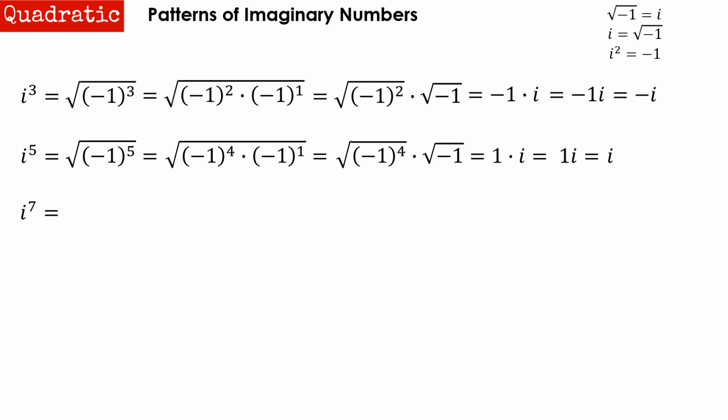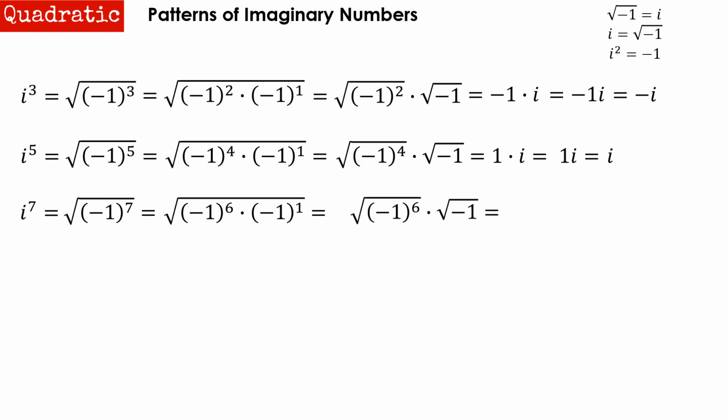Let's look at i to the 7th. I did it sneaky again. Do you notice I just did the square root of negative 1 to the 6th times the square root of negative 1 to the 1st? Yep, I just looked back at the last screen. The square root of negative 1 to the 6th is negative 1. The square root of negative 1 is i. Negative 1 times i is negative i. i to the 7th is negative i.